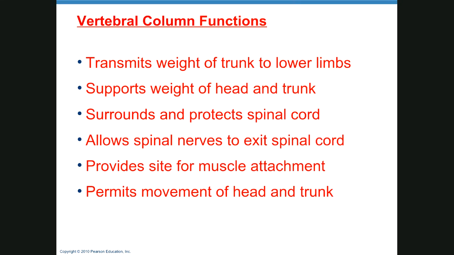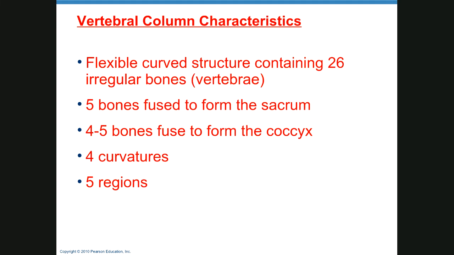So the vertebral column's function is to transmit the weight from the trunk to the lower limbs, support the head and the trunk, protect the spinal cord and the spinal nerves, provide a site for muscle attachment, and allow for the movement of the head and the trunk. The vertebral column is a flexible structure. It is made of 26 vertebrae, and then 5 fused vertebrae that make the sacrum, and 4 to 5 fused vertebrae that make the coccyx. There are 4 curvatures and 5 regions.